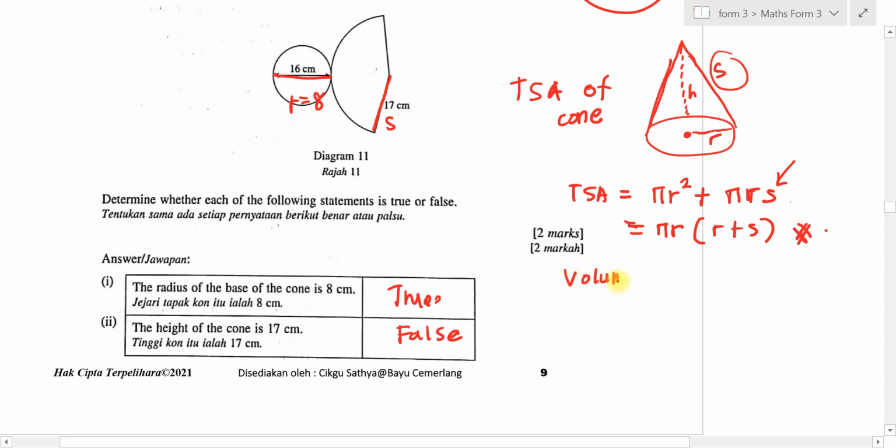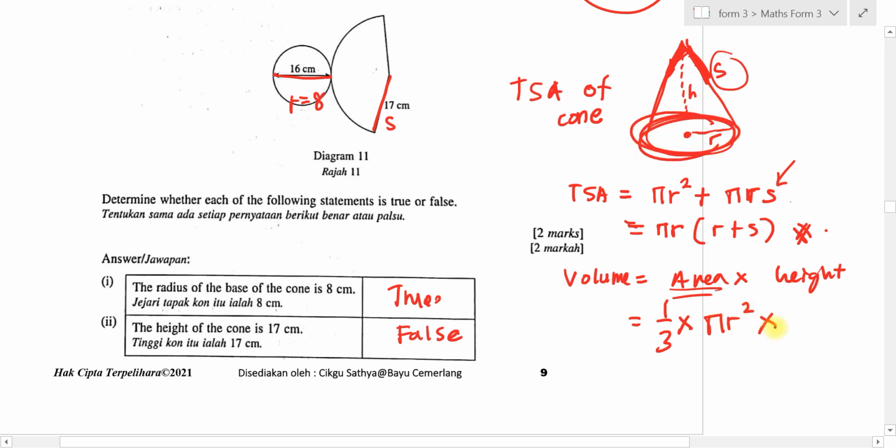However, the volume is basically area multiplied by the height. Any shape is the same thing, but with some certain modification, of course. In a cone shape, the tip is pointed, right? So we put 1/3. And then area means base area. The base is a circle, right? Pi r square. And the height is h. So hence the formula is 1/3 pi r square h. For the volume, we don't have the slanting height. For the total surface area, we have the slanting height. That's the difference.